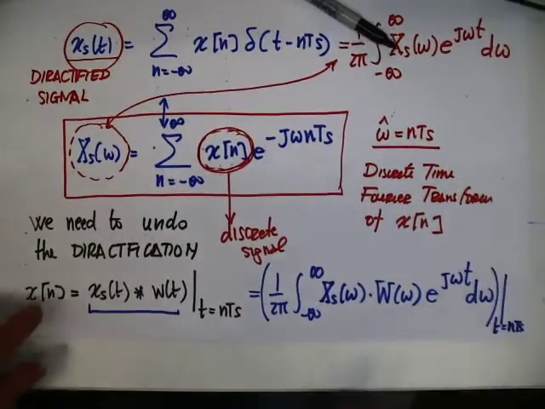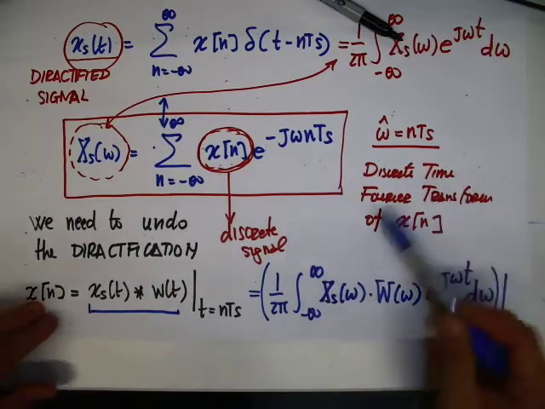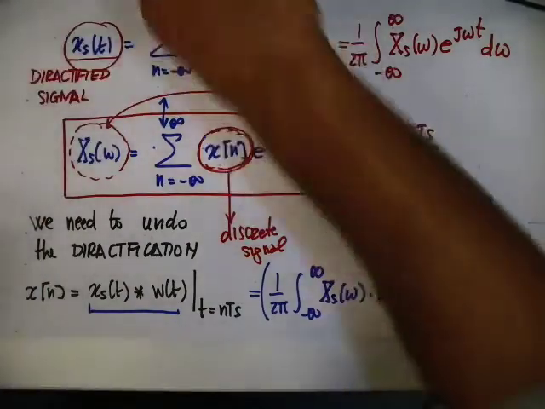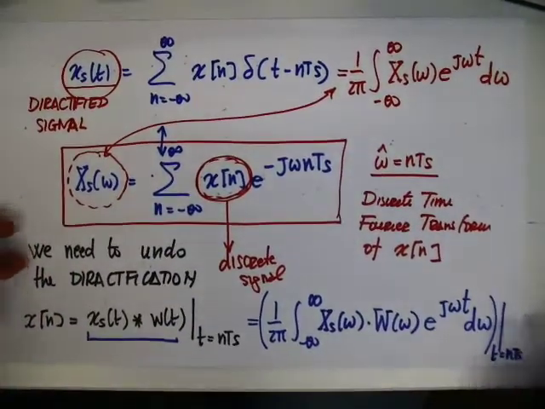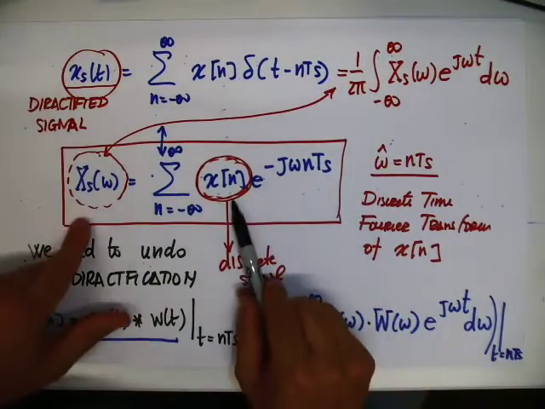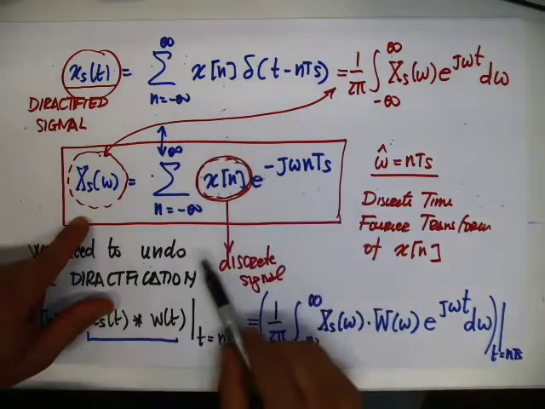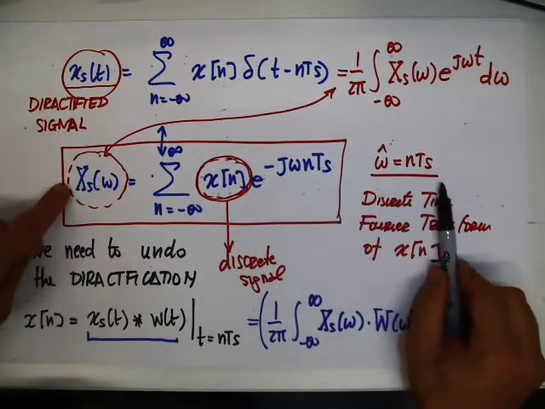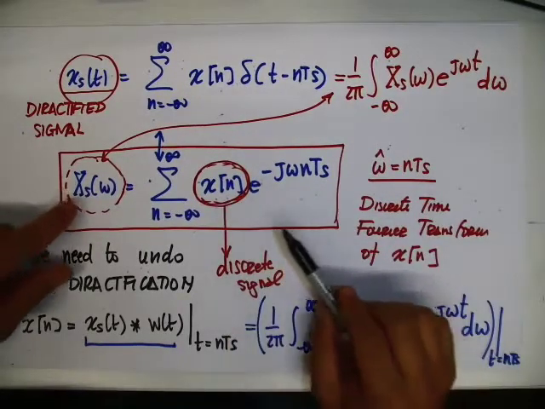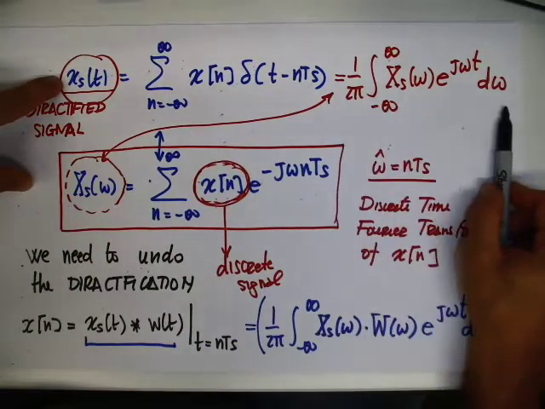Okay? So now we have the corresponding inverse discrete time Fourier transform of a discrete signal, which is given by this. Okay? So what do we see here? Finally, I think we nail it down. The Fourier transform of a Diractified signal is given by this, in which all the information appears through the discrete signal, which is given by this. But when we do the inverse Fourier transform, we are able to recover the Diractified signal by means of this Fourier integral.